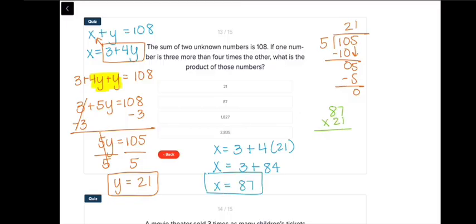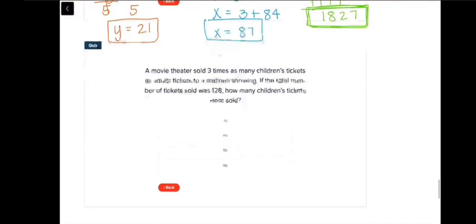So 87 times 21, that would be 7, 8, 14, carry the 1, 16 plus 1 is 17. That would be 7, 12, carry the 1, 8, 1. So your final answer is that the product of these 2 unknowns would be 1,827.